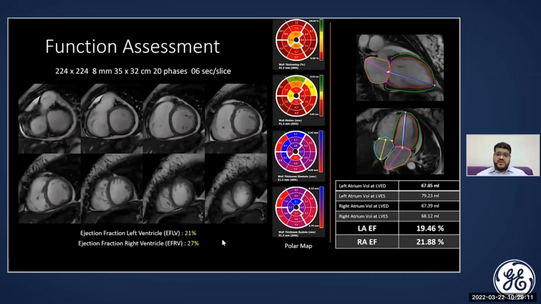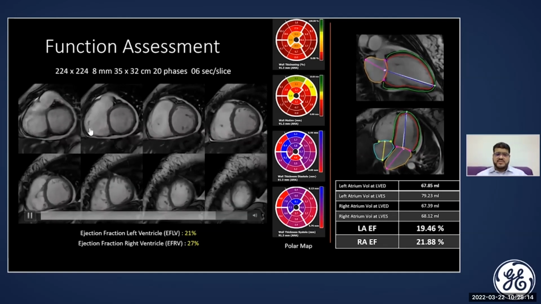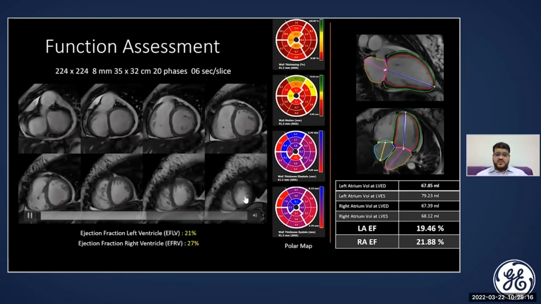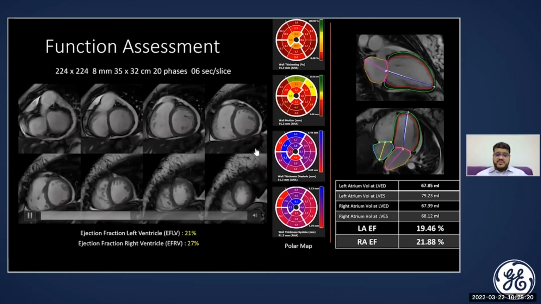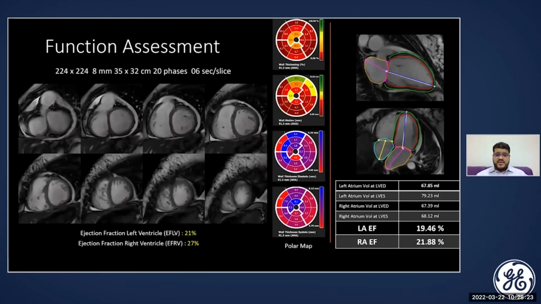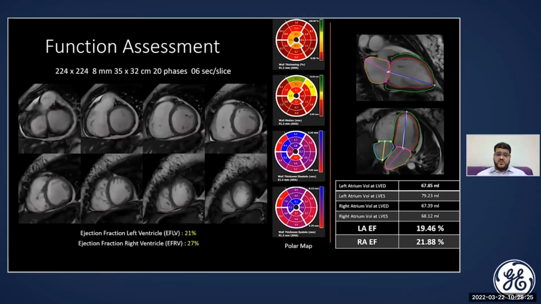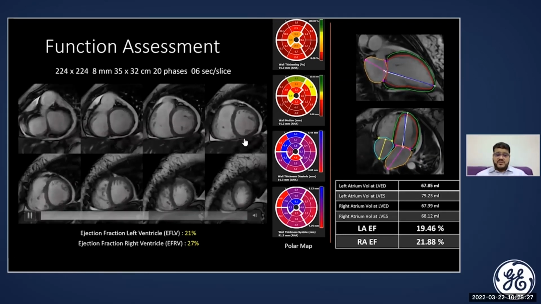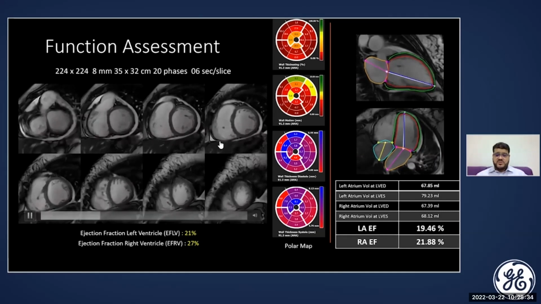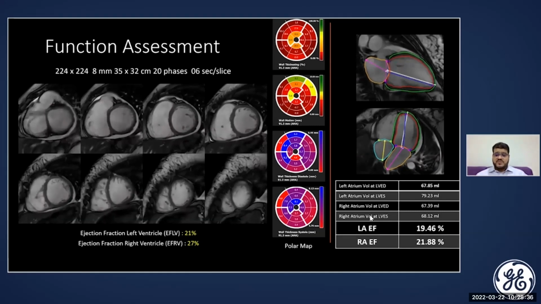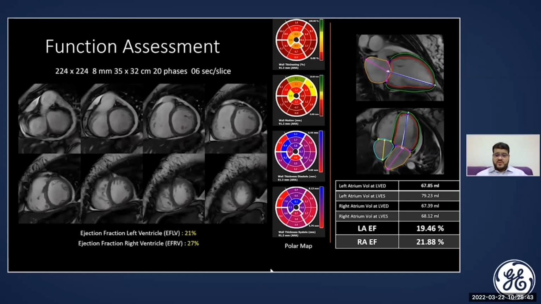As you can see, we have the short axis images from base to the apex. The LV is dilated with severe global hypokinesis, with an ejection fraction calculated by volumetric assessment to be 21%. The RV has similar features of global dilatation and global hypokinesia. Likewise, the left and right atria were also dilated.